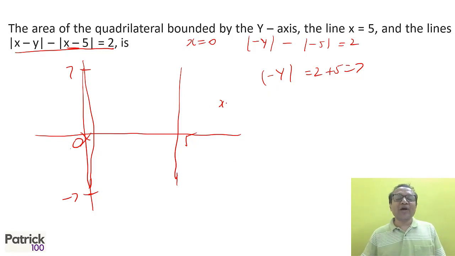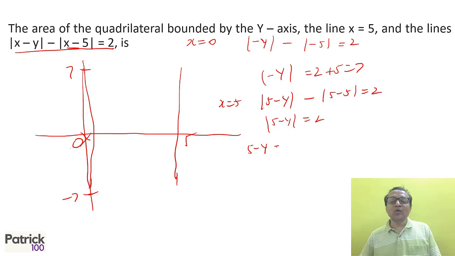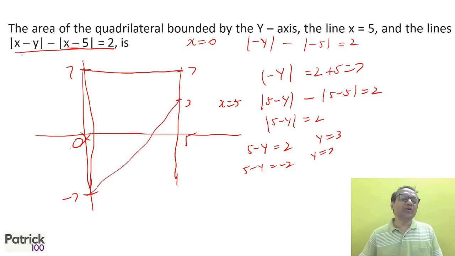Now put x as 5 and check out. So you get 5 minus y minus 5 minus 5 equal to 2, which is 5 minus y equal to 2. Which is 5 minus y equal to plus 2 or 5 minus y equal to minus 2. From that you will get y equal to 3 or y equal to 7. So it's y at 3 and y at 7. All are straight lines because they are linear equations, turning at 5.